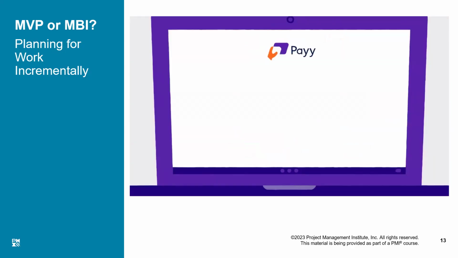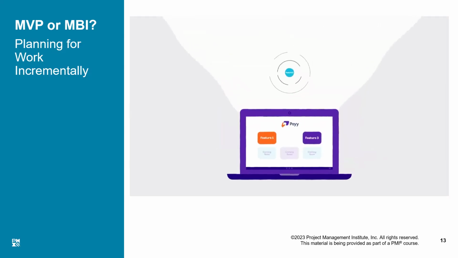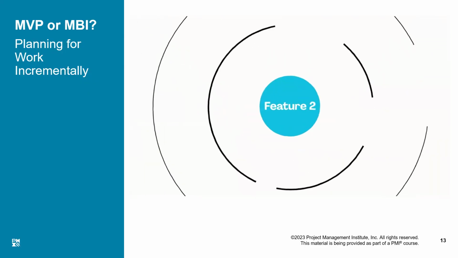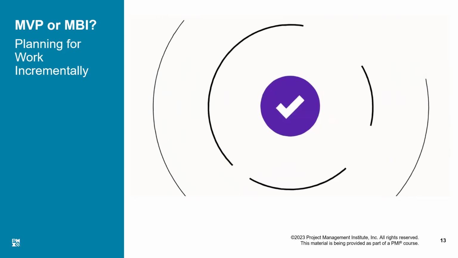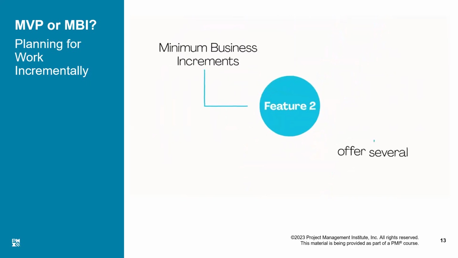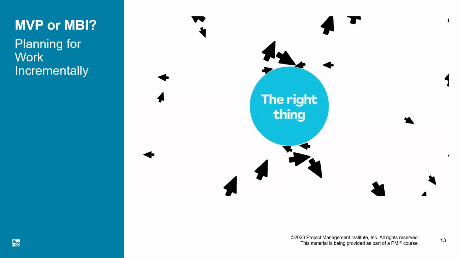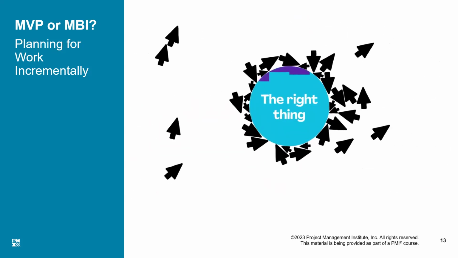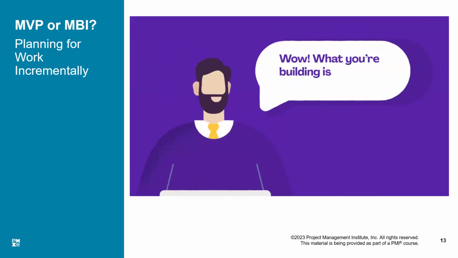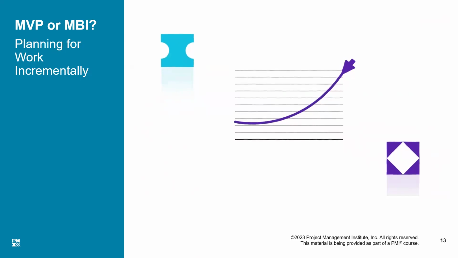If you're expanding or enhancing an existing product or service, you probably should release a minimum business increment. A minimum business increment is the smallest releasable chunk of value that makes sense from a business perspective. A minimum business increment is an investment for revenue. Minimum business increments offer several benefits. They add value for your customers. They help you determine if you're building the right thing. They help you figure out if you're building the right way. They give you a way to determine if what you're building is actually useful. And they enhance your ability to deliver value in the future.